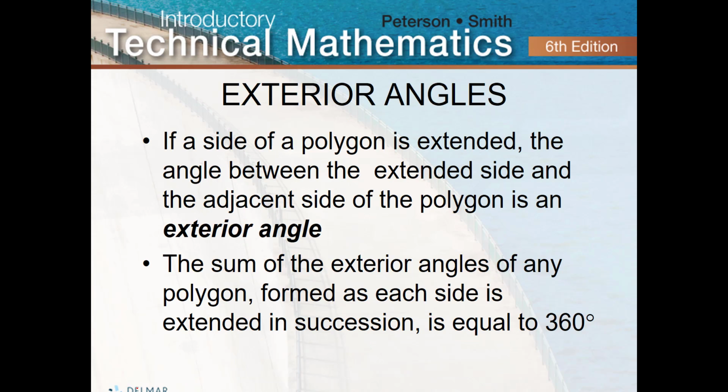Now the exterior angles for any polygon, if you add them up, they're going to equal 360 degrees. And that's kind of where I showed you the lines kind of off. Those are exterior angles.